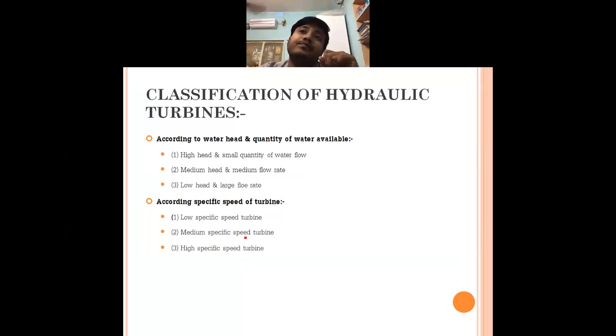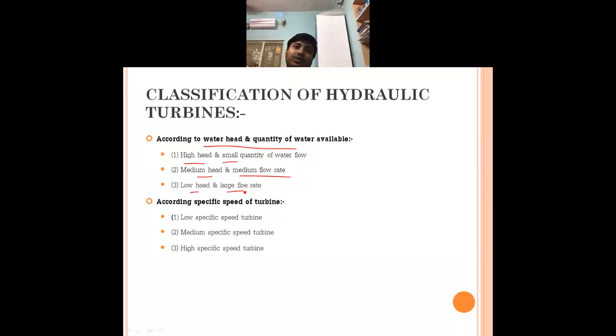Then, as per the water head and the quantity of the water available, the hydraulic turbines are divided into three portions. One is high head, small quantity; medium head, medium flow rate; and low head, large flow rate. So three types of hydraulic turbines are available as per the water head and the quantity of water available.